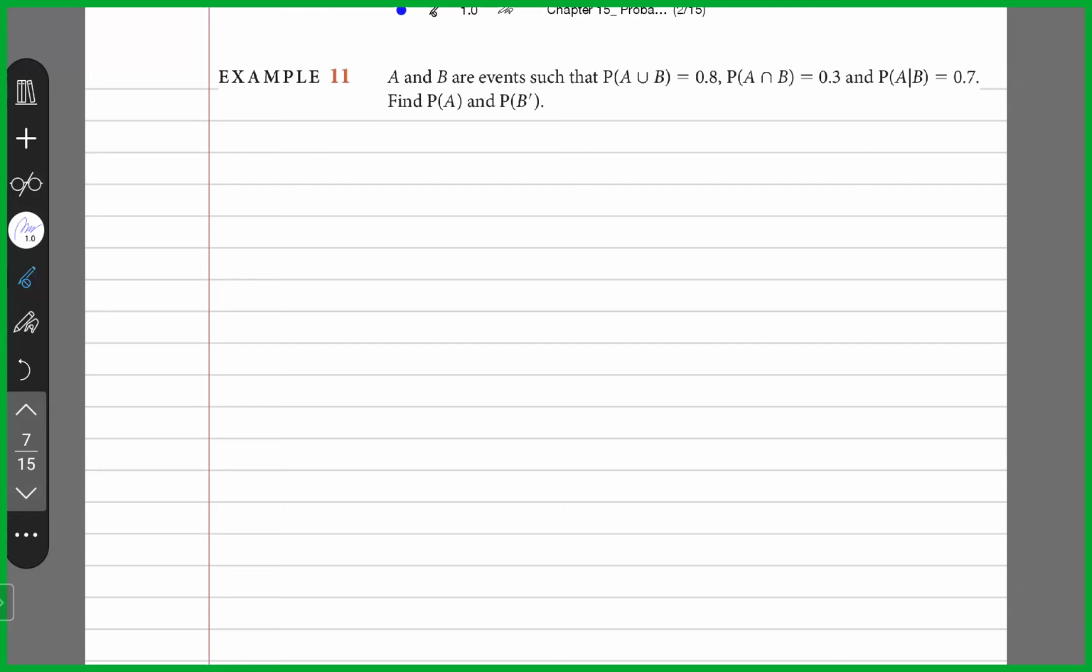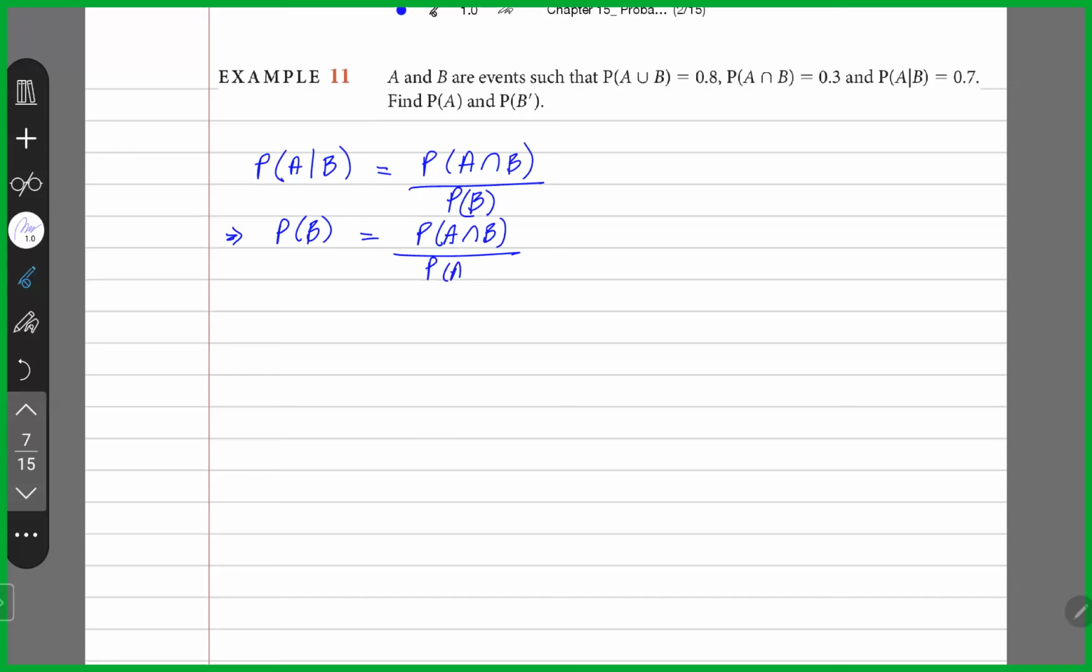All right, I'm going to use the A union B formula. But in order to do that, I need at least the probability of B. Now, the probability of A given B is equal to the probability of A intersect B over the probability of B. Therefore, the probability of B is equal to the probability of A intersect B divided by the probability of A given B. This would be A intersect B, which is 3/10, divided by 7/10. So this looks like 3/7.